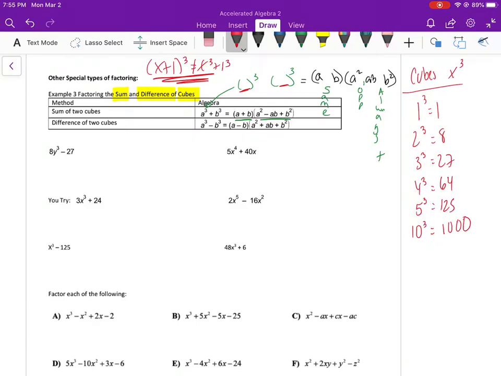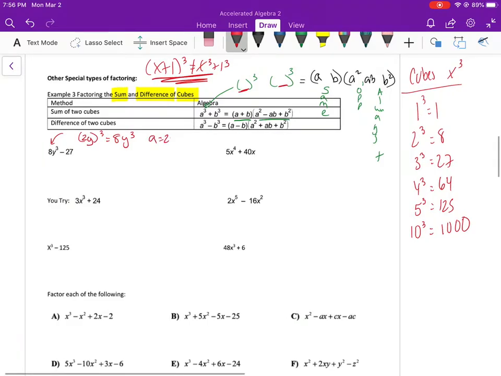All right, so let me give you a couple of examples. So the first one here, 8y cubed minus 27. Right, we're saying, okay, what cubed gives me 8y cubed? We're cubing a 2, and we're cubing a y. So a is 2y. And then we're asking ourselves, all right, well, what cubed is giving me negative 27? Something cubed gives me negative 27, and that would be negative 3. So b must be negative 3. So then we're going to fill it in our pattern.